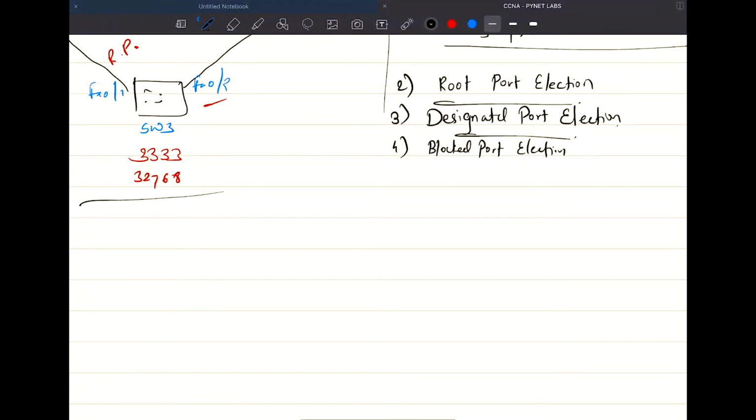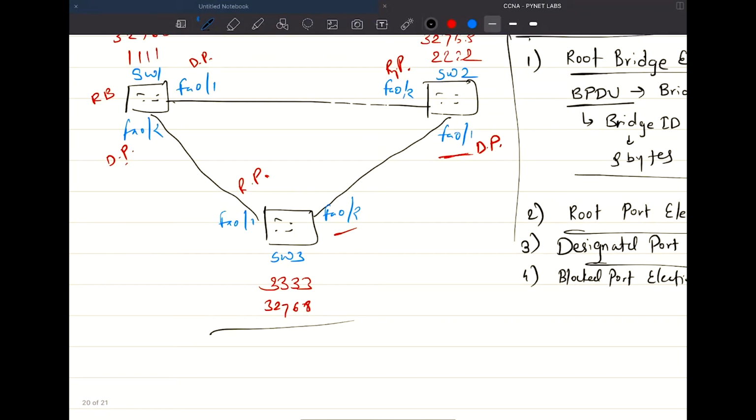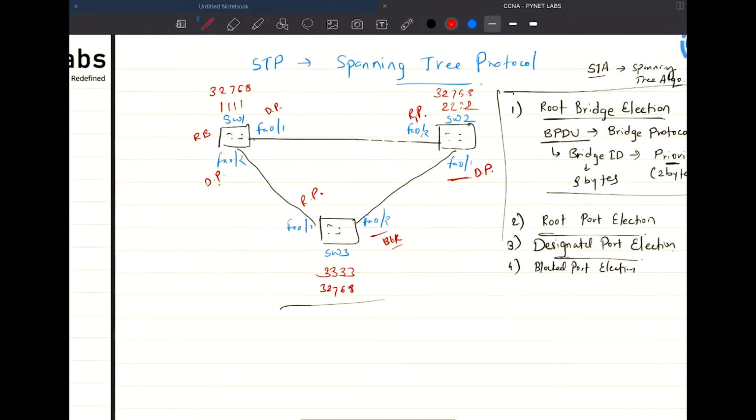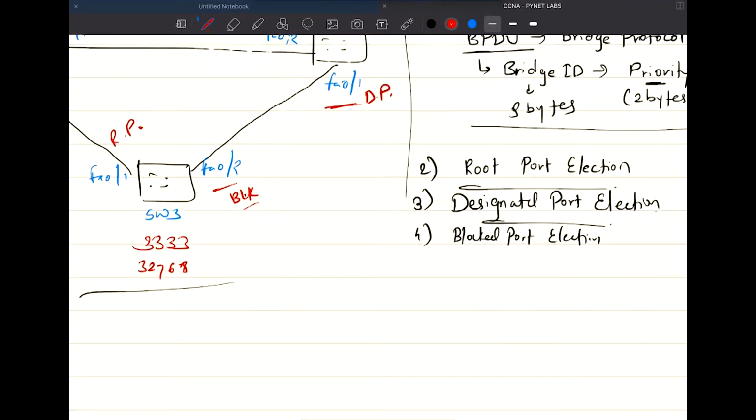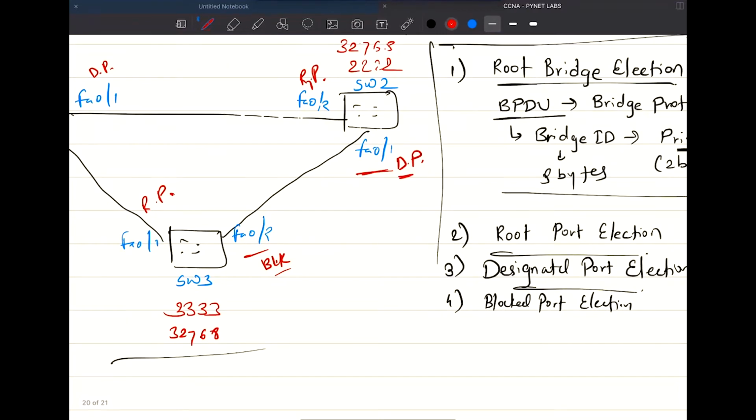So the remaining port, which is FA0/2, will be placed as a blocked port. Do you get that? This is exactly how you define the states for each and every interface that is present in your STP scenario. Now, why do we actually place this as DP and this as blocked?